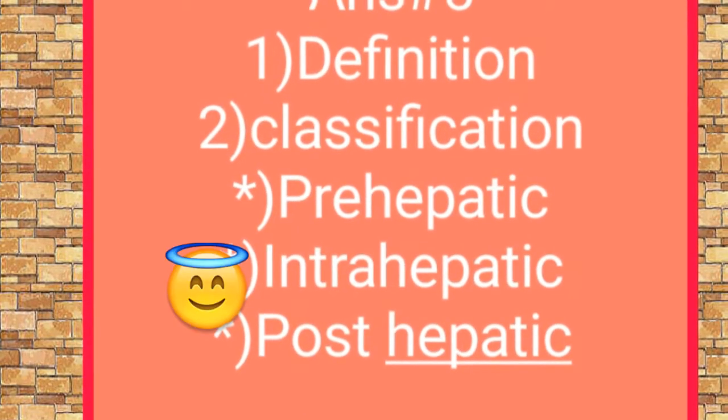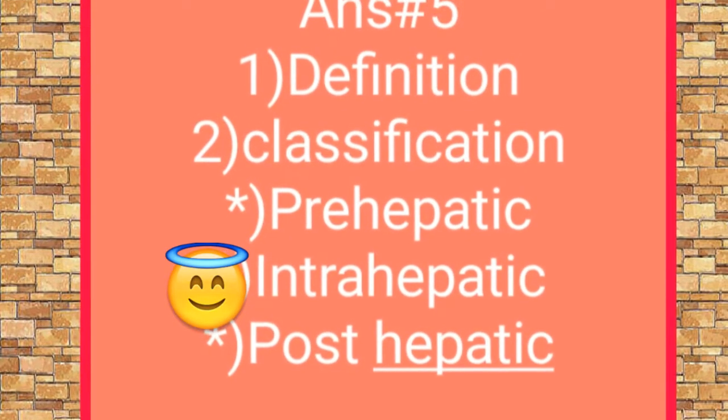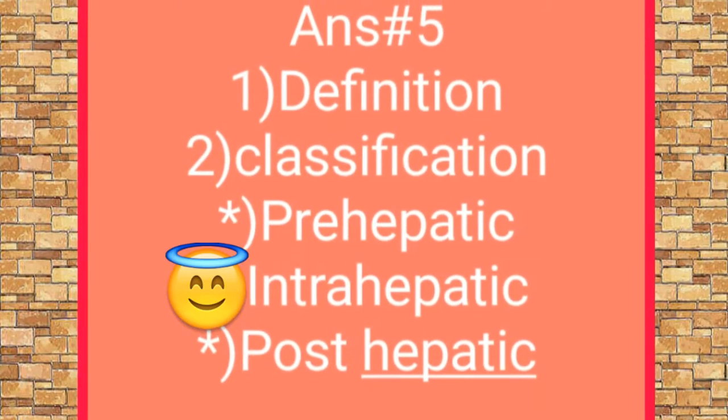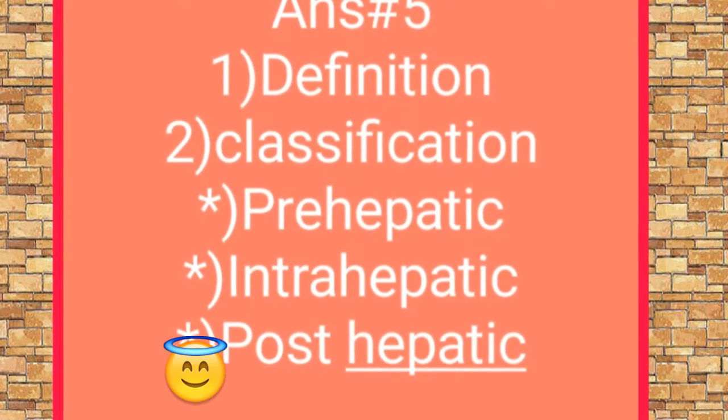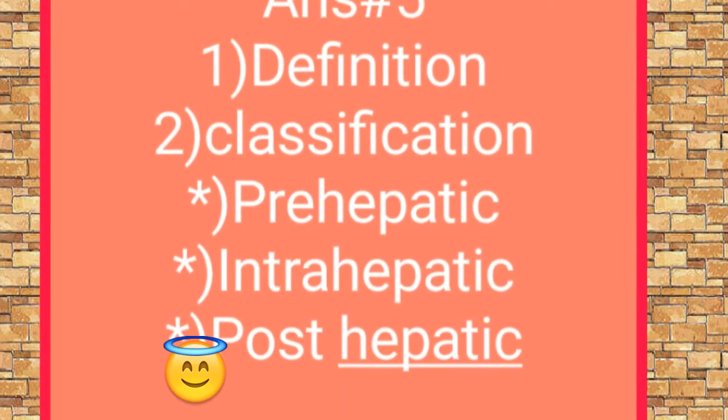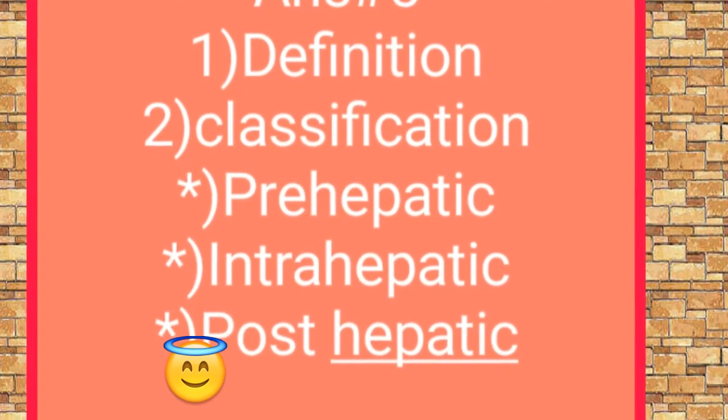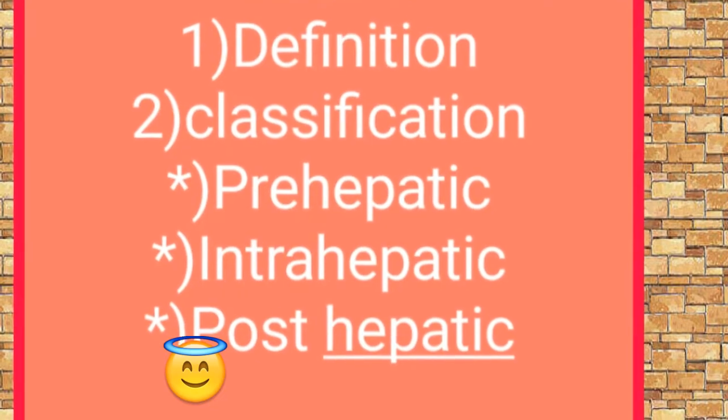Second is intrahepatic, which is caused by acute or chronic hepatic insufficiency. Third one is post-hepatic, caused by obstruction to flow of bilirubin from liver to duodenum. It is true surgical or obstructive jaundice.